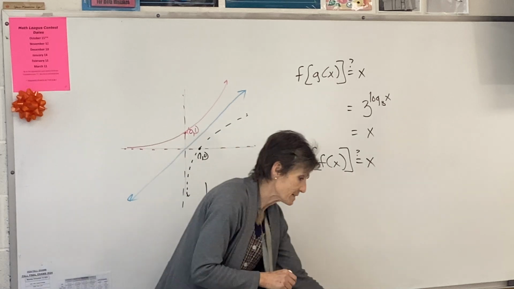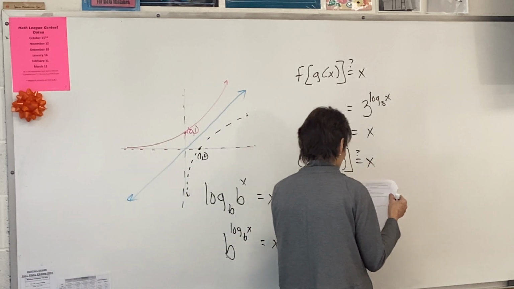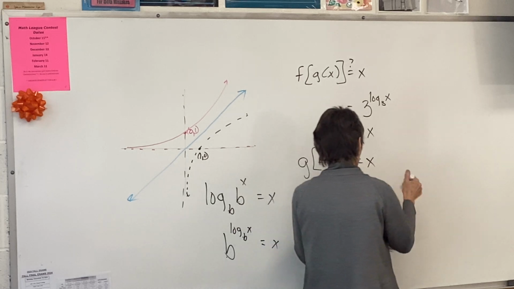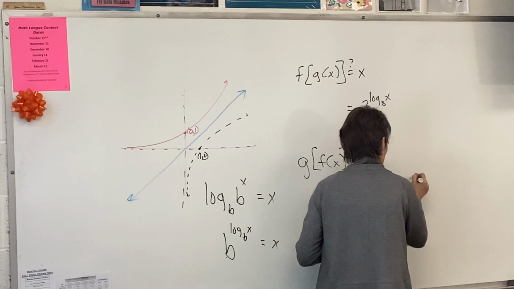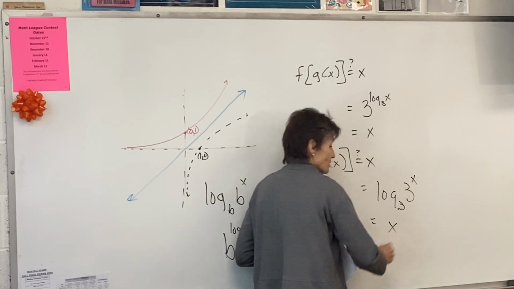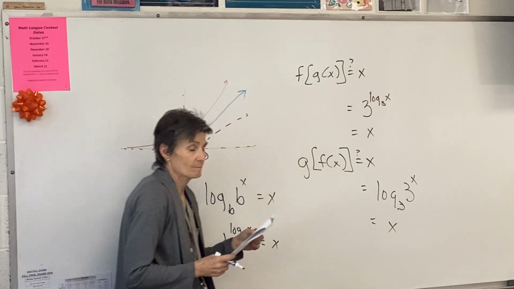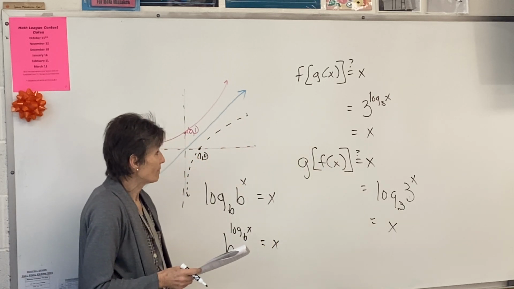All right, so let's see what the second one says. g of f. So that means plug f into g. So that's going to be log base 3 of 3 to the x. Well, we just talked about it. These two match. So the answer is x. They are indeed inverses of each other.